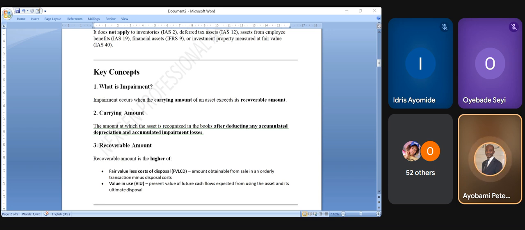A good example of an indicator is changes in technology, which is categorized under the external indicators. I don't want to go through it all. I want you to study it. I want you to watch the video. I want you to get the materials so that you can understand it better. I want us to solve questions. That's why I'm trying to push forward, as much as we can.